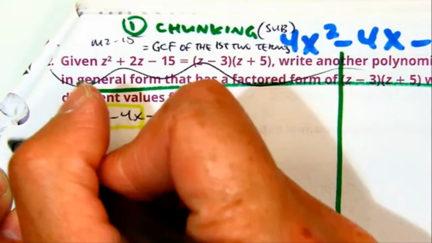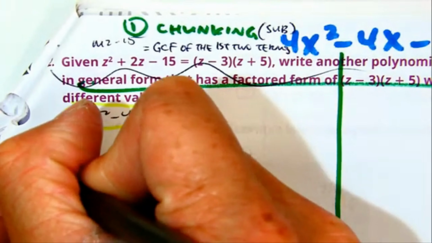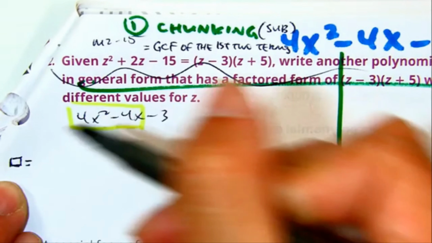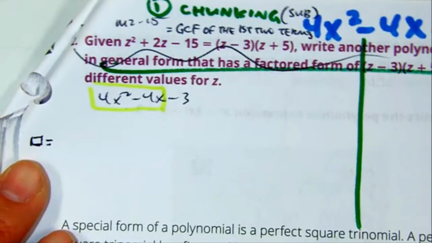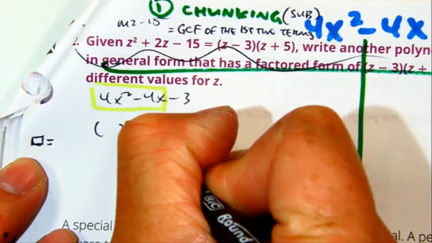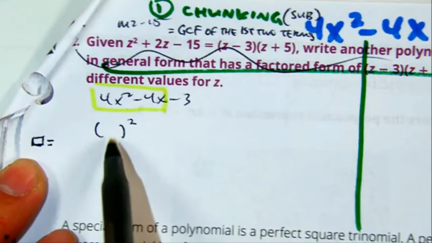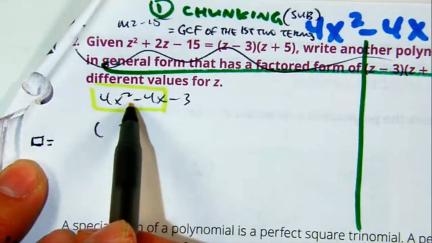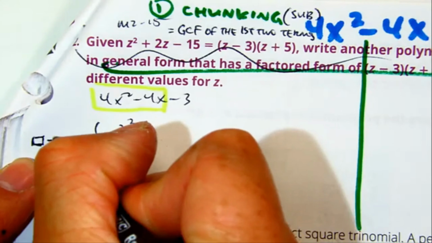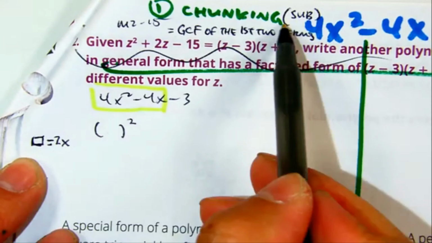But what I need to do is I need to think of a shape. My favorite shape is a square. And what I want to do is I basically want to put something in here to get 4x squared. What do you think I can put in there? 2x. So there is my substitution.